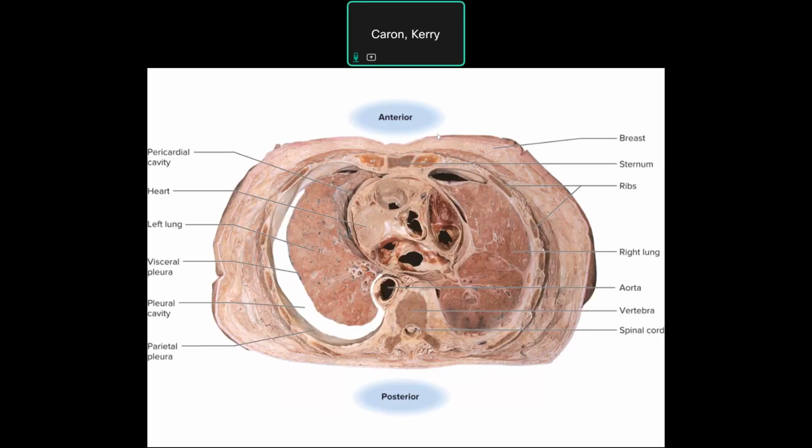Okay, this is a transverse cadaver photo. Let's see, we have the pleural cavity here, which would contain pleural fluid. The visceral layer of the pleura is going to touch the organ. It's going to touch the lung. The parietal layer, the parietal pleura, lines the rib cage, the bones. You can see that here, the ribs.